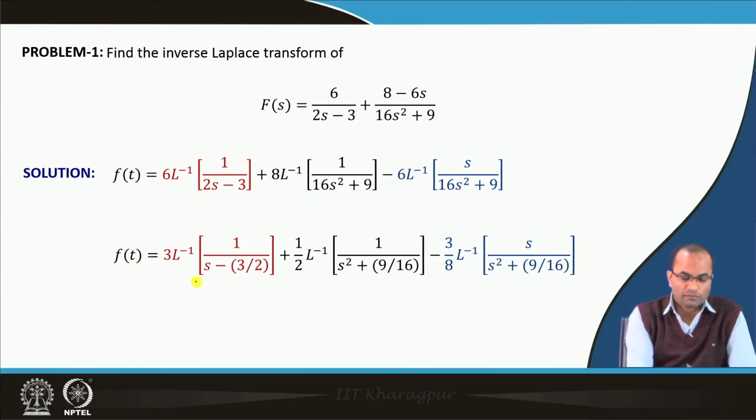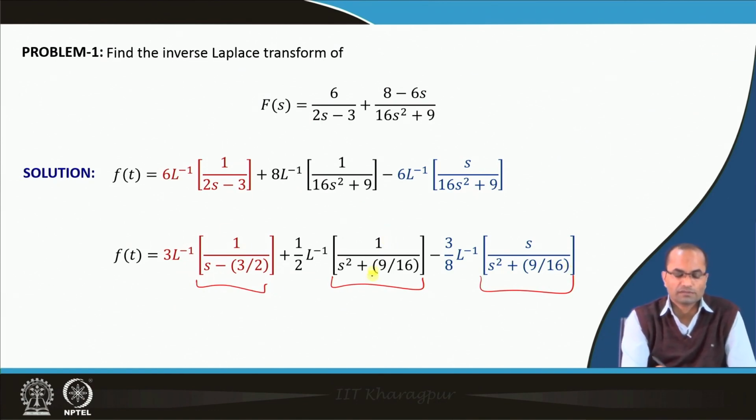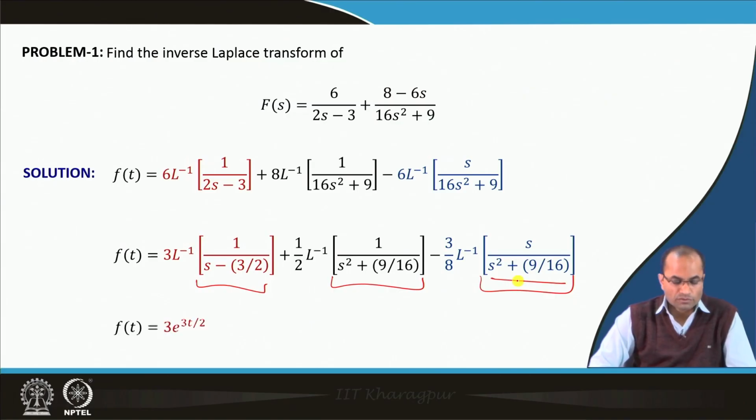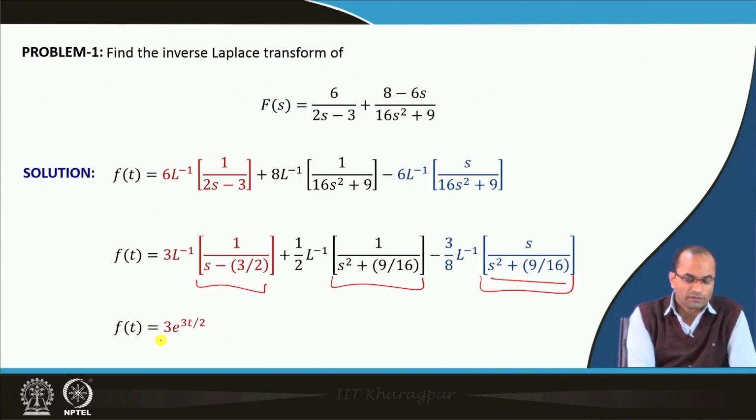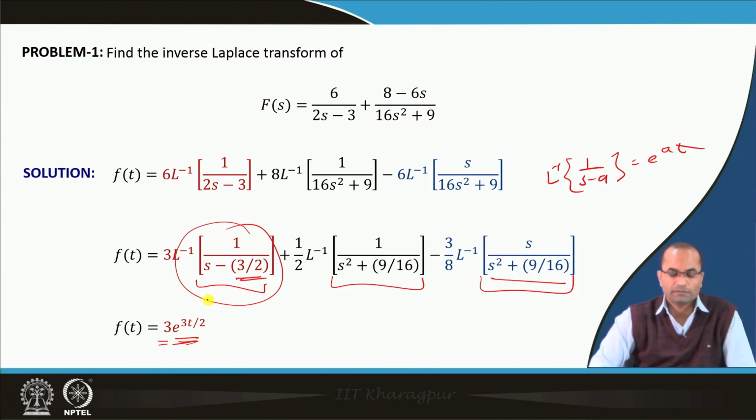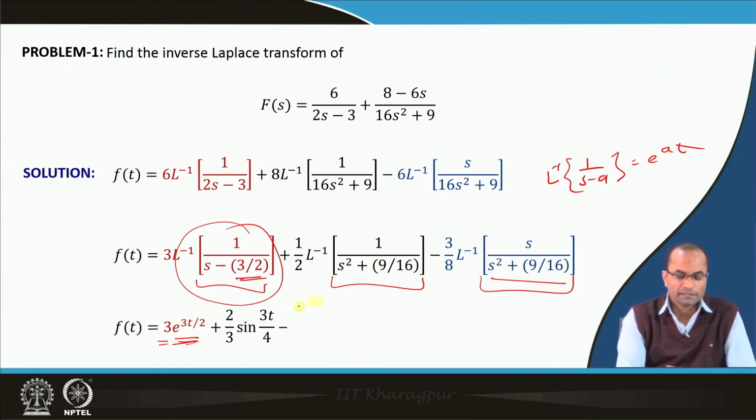So, we now have the structure which we know from the basic functions: the ones whose Laplace transforms are of the form 1 over s minus a, 1 over s squared plus a squared, and s over s squared plus a squared. Having that knowledge, we can conclude that the first is the Laplace transform of e to the power 3t/2, since the inverse Laplace of 1 over s minus a is e to the power at. Here a was 3/2.